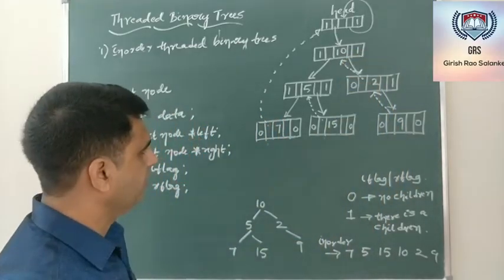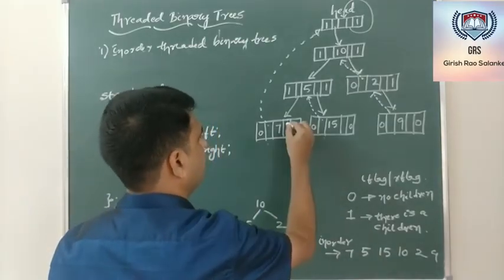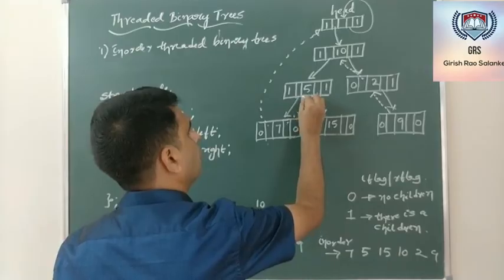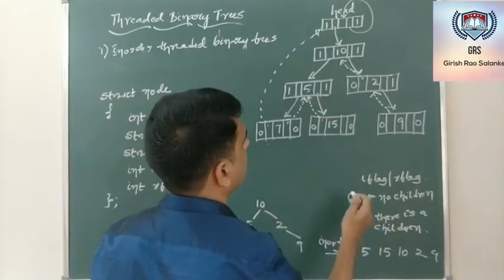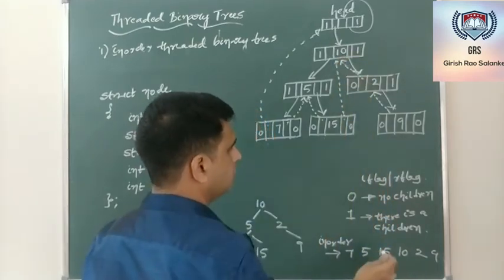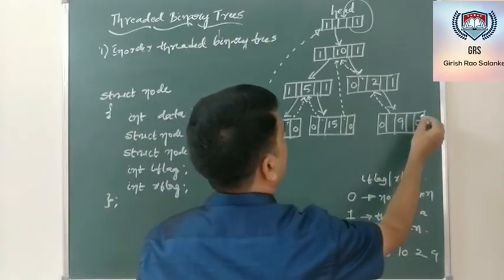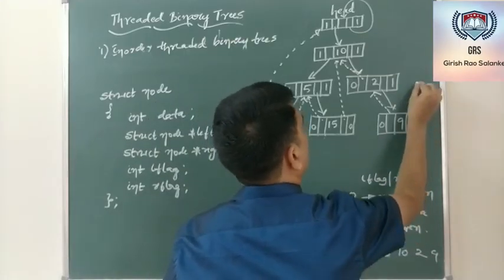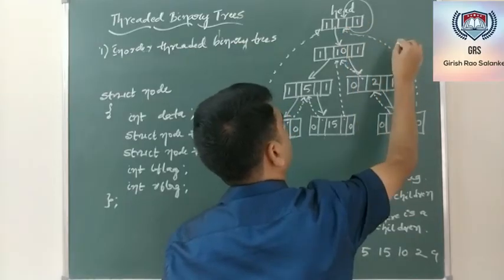That was left. Coming to right, 7 right, its successor is 5. So 15 right should point to 10. Now 9 right, 9's successor is not there, so it should point to head. So it is pointing to head.